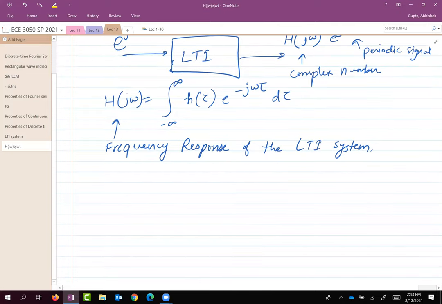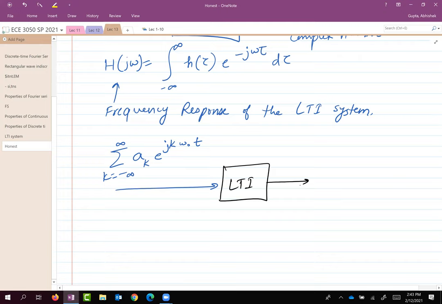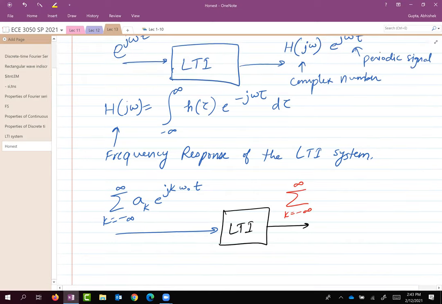Now let's pass some sum of periodic inputs. So let's say I input the sum of a_k e raised to j k omega naught t, k goes from minus infinity to plus infinity. What is the output going to be? First of all, the output will be an infinite sum. Remember, it's an LTI system, so the superposition principle is applicable because of linearity. So what should I write? What's the output signal going to look like?